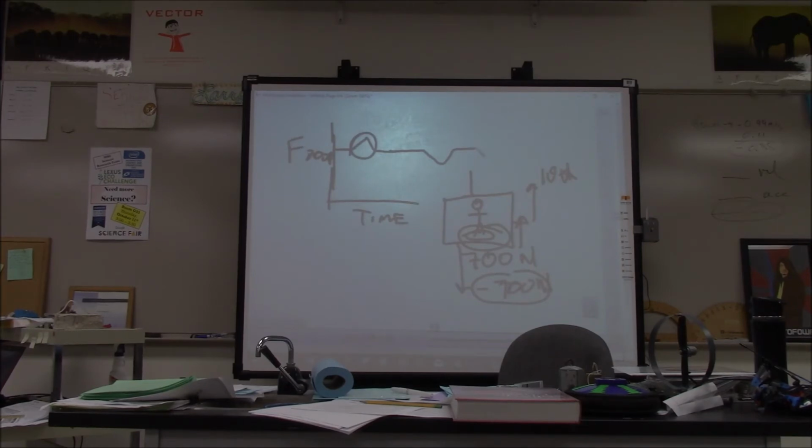So if I just cut the string, and let's define down as being negative, what would be the net force acting on the 500 gram mass? Negative 4.9 newtons, right? If I took negative 4.9 newtons and divided that by the mass, which is a half a kilogram, what do you think I would get as the acceleration? Negative 9.8 meters per second squared. So if I cut the string, I get an acceleration of negative 9.8 meters per second squared. My net force is my gravitational force because that's the only thing acting on it.